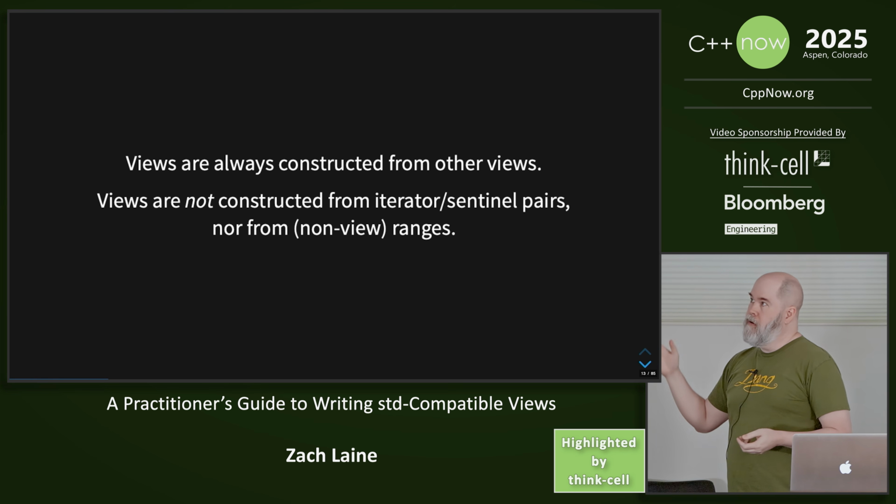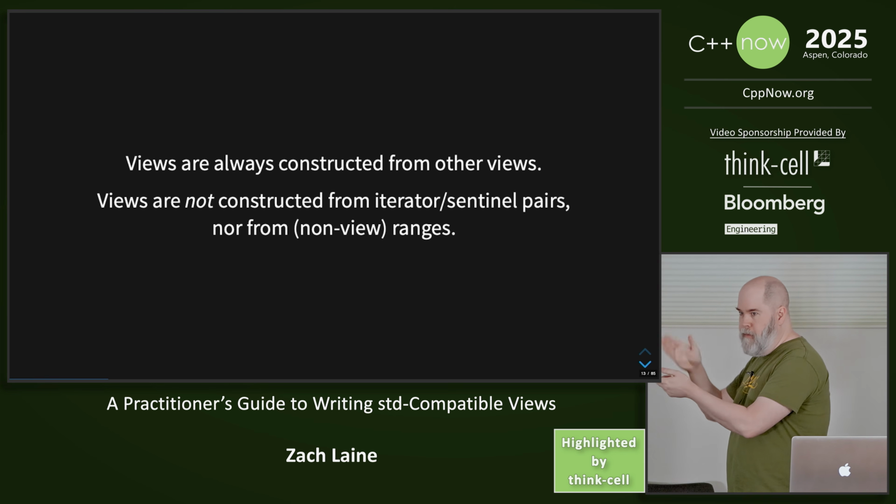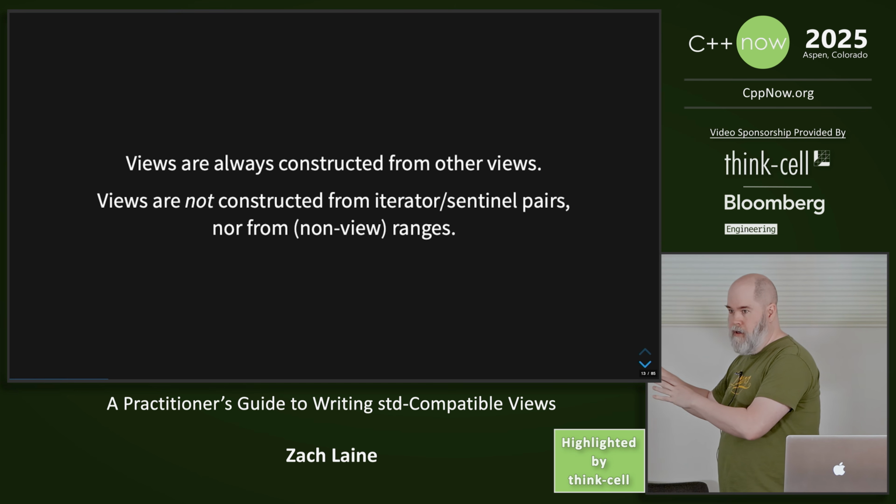Right. And so we're going to get to how, as we just saw, a vector is explicitly not a view, and yet you can write v pipe filter or something. How does that work? We're going to get to how that works. All right.